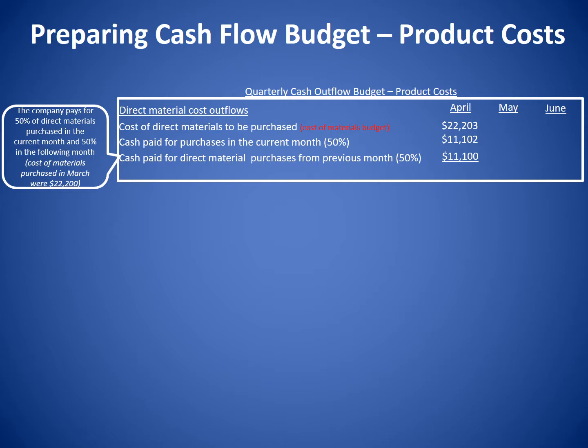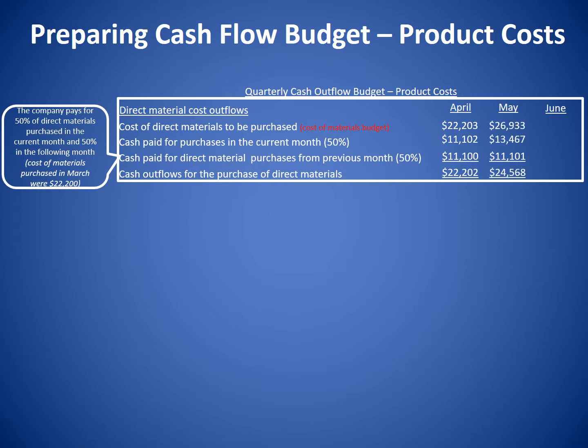Okay, cash paid for direct materials purchased from the previous month. Remember, we did have to purchase from the previous month, and we have here cost of materials purchased in March were $22,200. So 50% of that is $11,100. So the cash outflows for the purchases of direct materials for the month of April are $22,202. Going to do the same calculation for May.